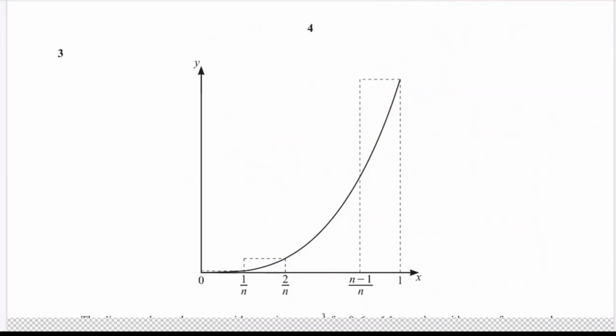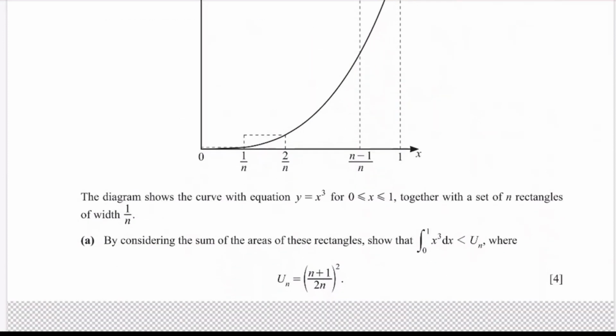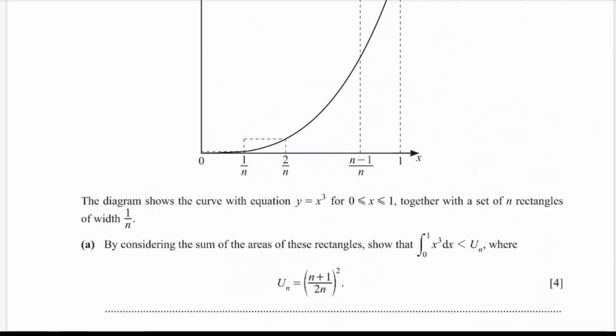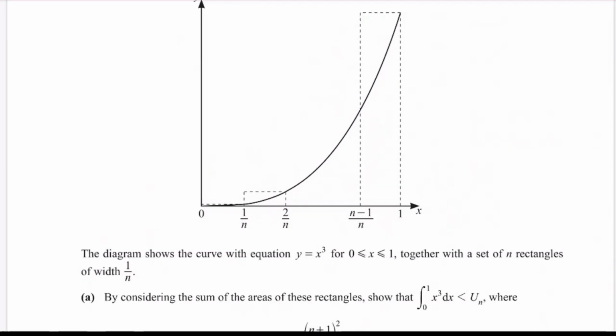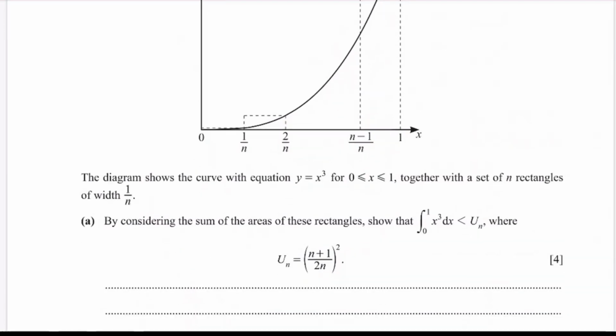So you can see that they are different questions, but we can use a similar way to do it. The questions that we see here are all about when we have the curve given, and then they ask us to prove something like this. So for this one, it's to look at the integral of x cube from 0 to 1 is less than this un. Un is given by this expression here. So how do we end up with this expression? It's again considering all the heights of the rectangles there.